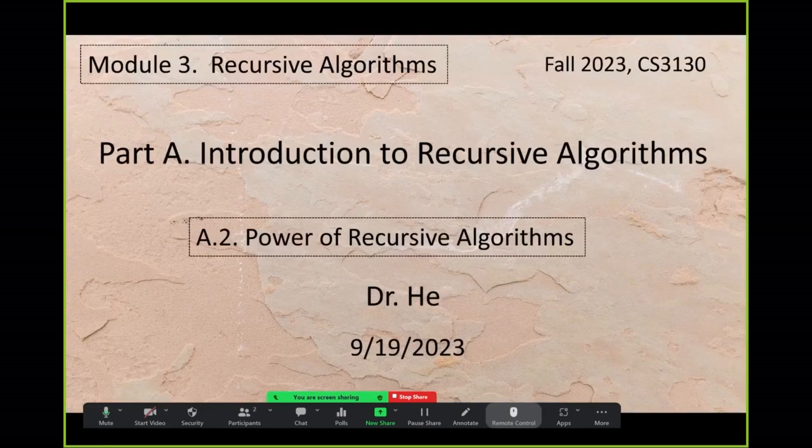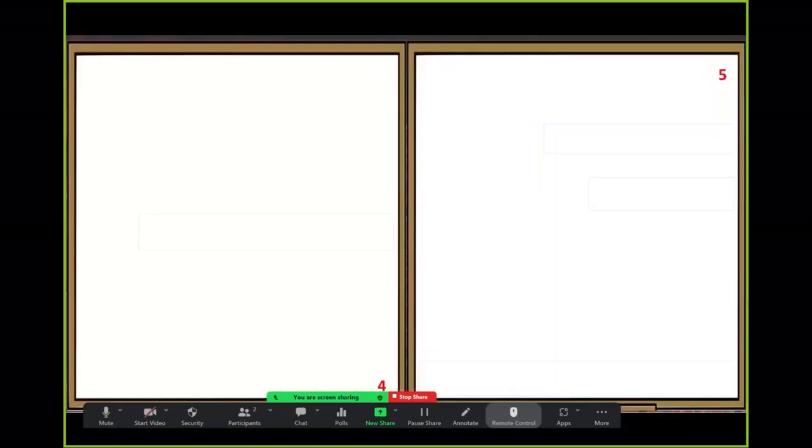8.2, I want to show you the power of recursive algorithms. From this example, you will see that if you do not apply recursion, you may not be able to solve it. Most people may not be able to solve it. All right, so let's look at the question. Problem 7, Tower of Hanoi problem.